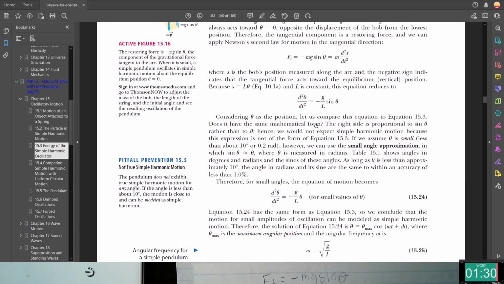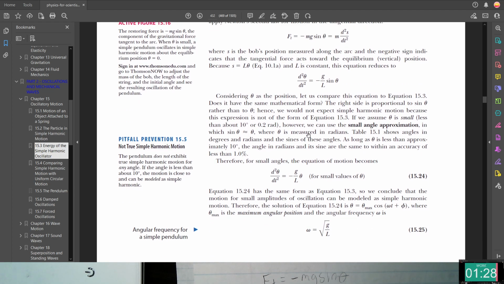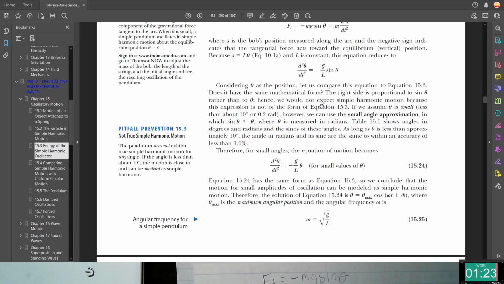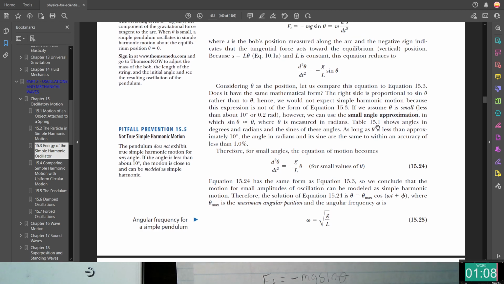Considering theta as a position, let's compare this to equation 3. Does that have the same mathematical form? The right side is proportional to sine theta rather than theta. If we assume it's small, we can use the small angle approximation, in which sine theta equals theta. Basically, the angle's so small that it's okay to use it as a shortcut, but only if it's, like, 10 degrees.